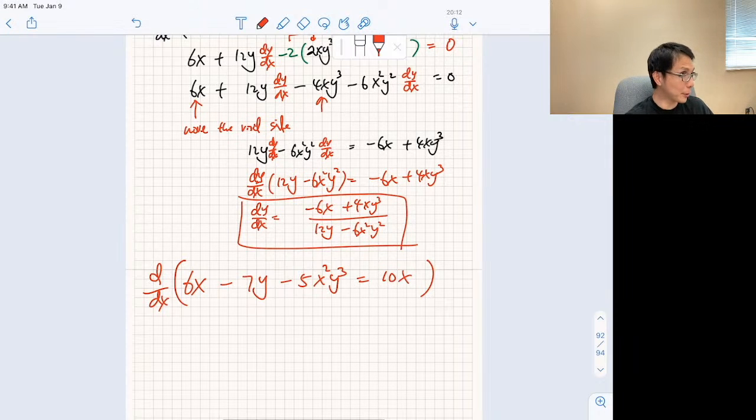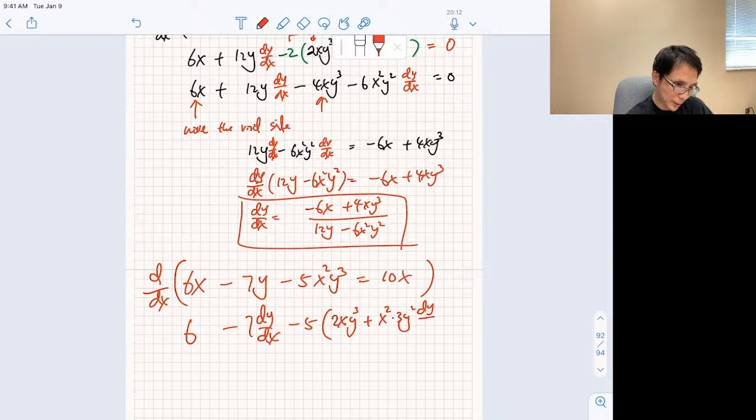I'm going to start off with this one. Derivative of 6x is what? 6. Derivative of 7y is what? Negative 7 dy over dx. There you go. Minus 5, and then I'm going to do a product rule here. So that negative 5 is going to distribute to that. So what's the derivative of x squared y to the cube? 2xy cubed plus 3y squared dy over dx, plus x squared times 3y squared dy dx, right? And it's equal to 10.